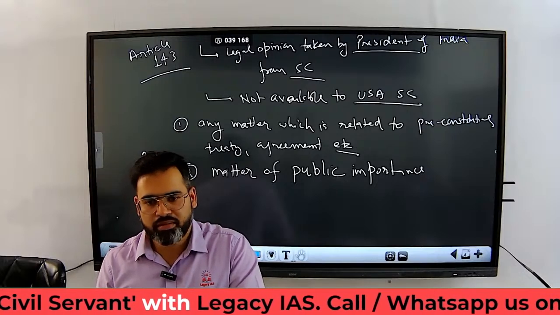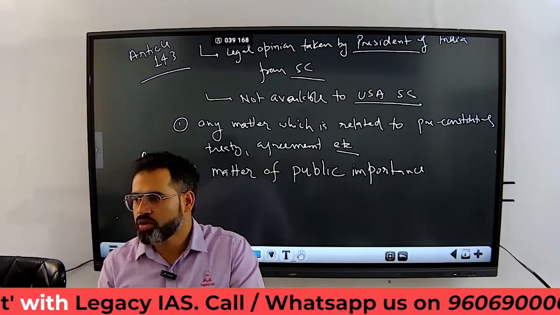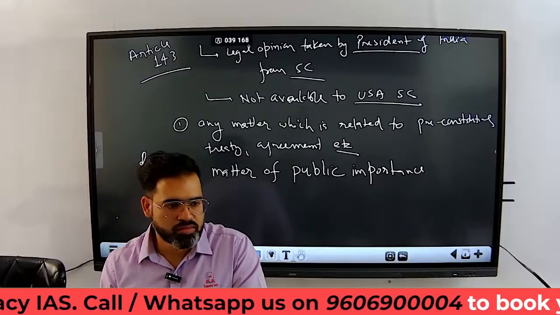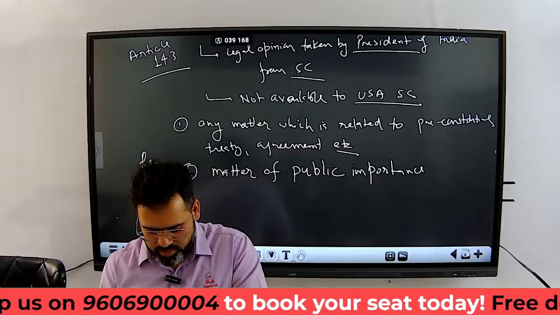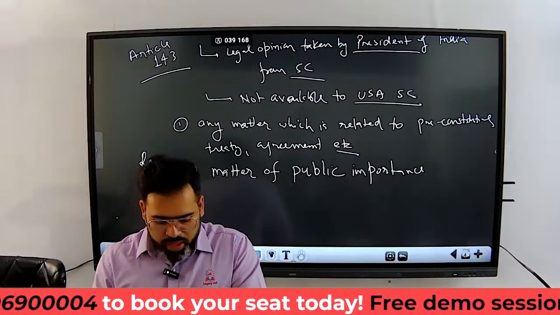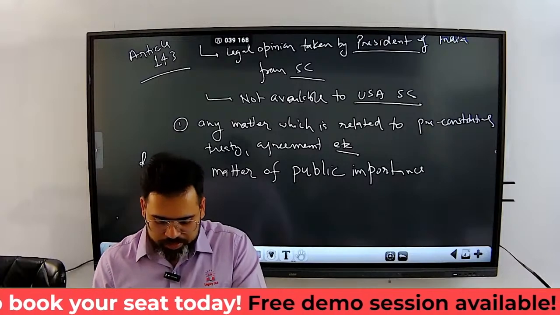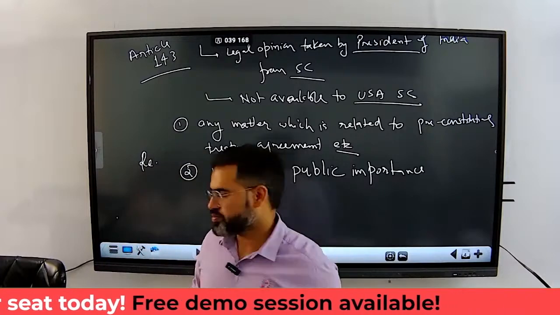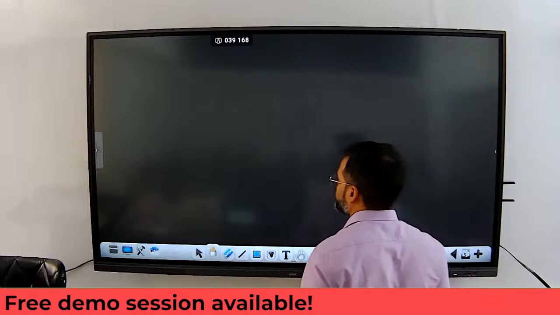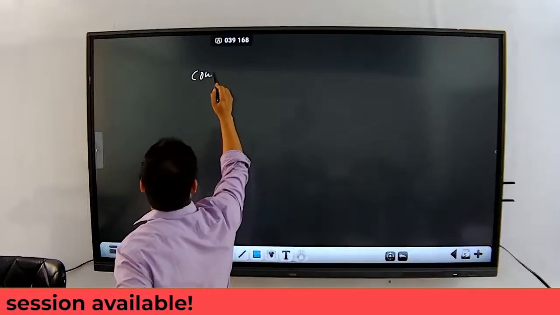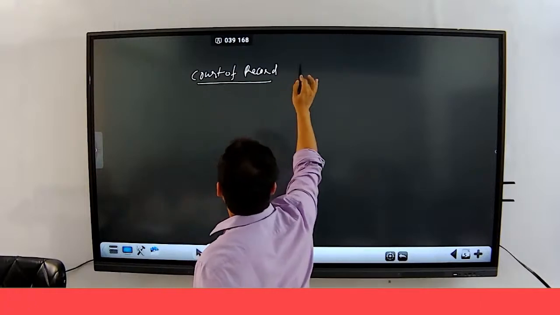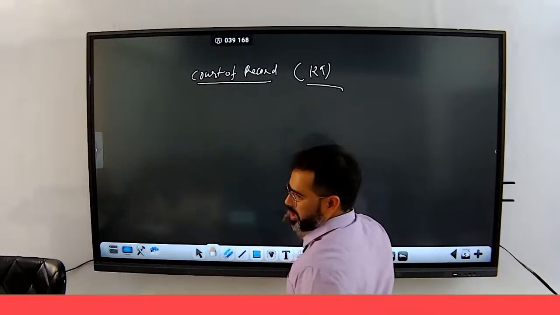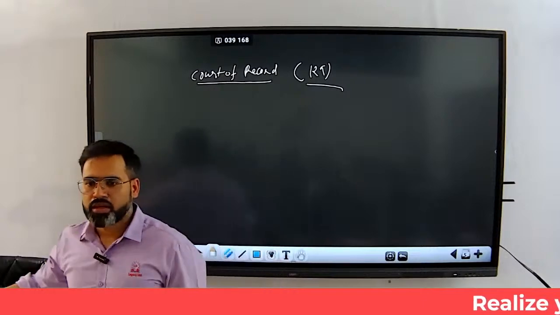Court of record is done. Topic court of record. Okay, now comes to court of record. This is mentioned under article number 129. Correct? Mentioned under article number 129, court of record.